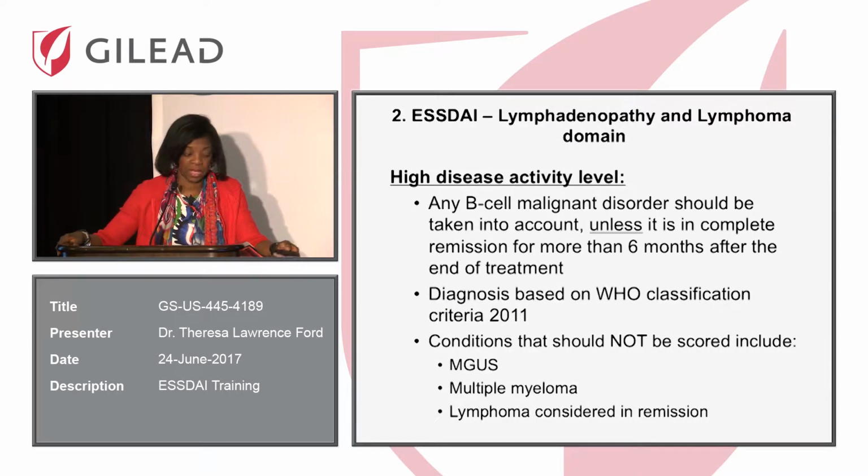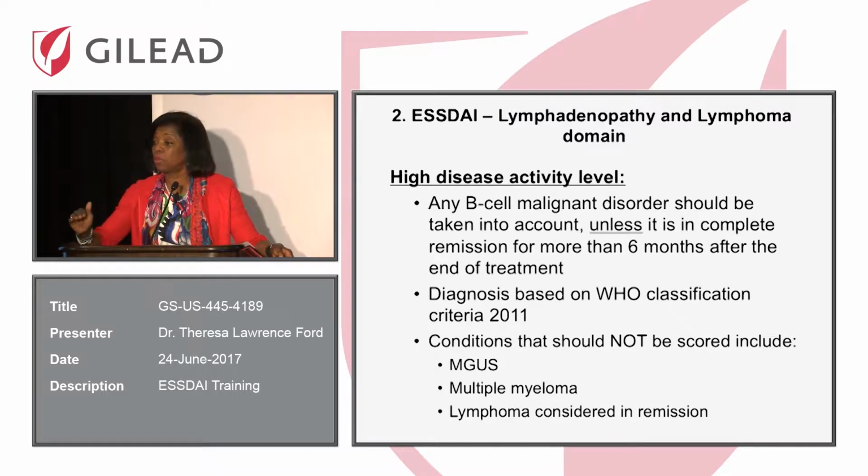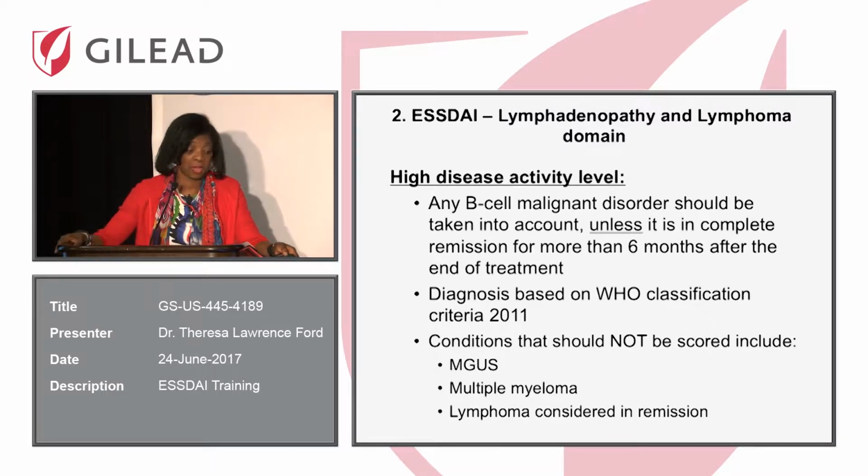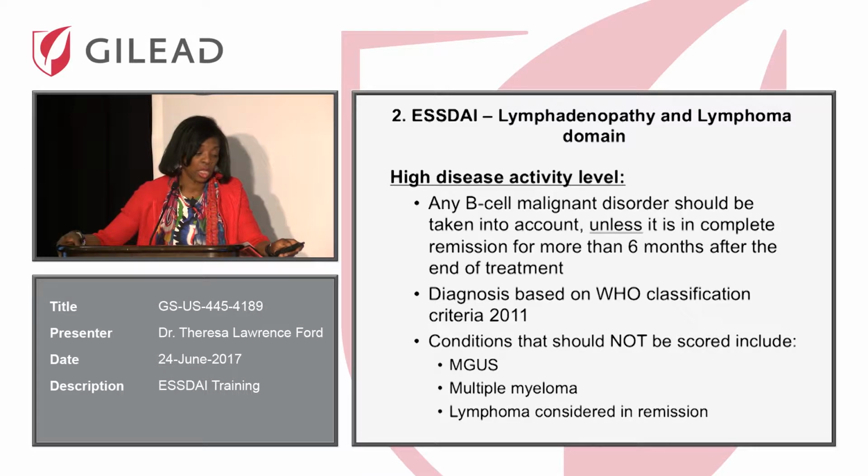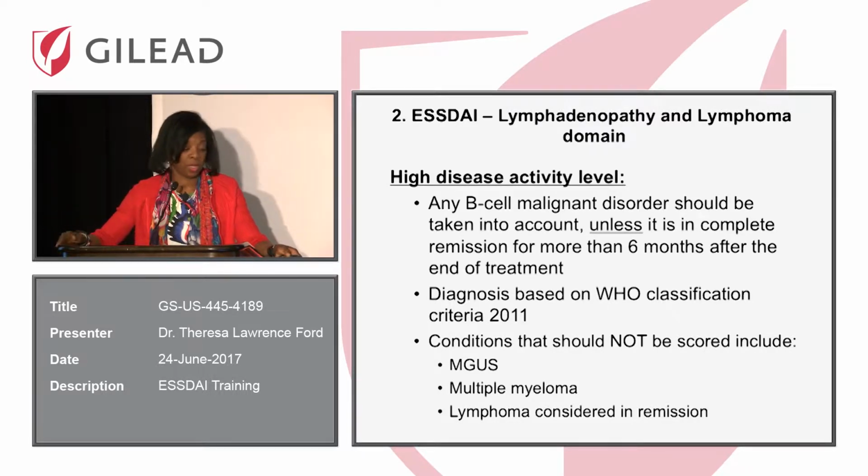Okay, high disease activity, any B-cell malignant disorder should be taken into account unless it is in complete remission for more than 6 months after the end of treatment. So 6 months out in remission, it's going to be not taken into account. Diagnosis based on the WHO classification criteria in 2011. Conditions that should not be scored include monoclonal gammopathy of uncertain significance, multiple myeloma, and that lymphoma that would be considered in remission, complete remission for more than 6 months after the end of treatment.